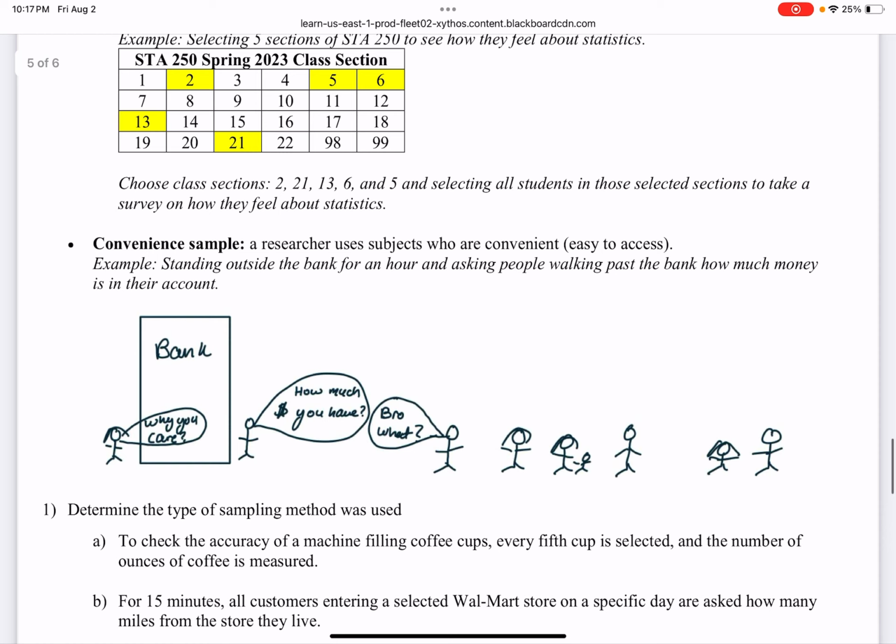And the last one, although not important to the review sheet, is known as convenient sampling. A researcher uses subjects who are convenient, easy to access. For example, here's my drawing. You're sitting outside of a bank for an hour and asking people who walk past the bank how much money is in their account. Kind of weird, but it's convenient if you're trying to figure out how much money people are saving.